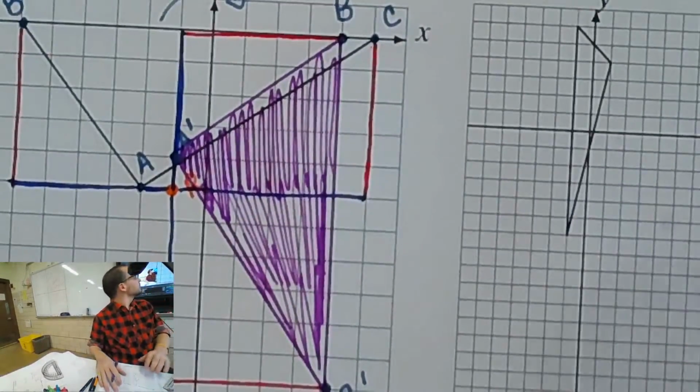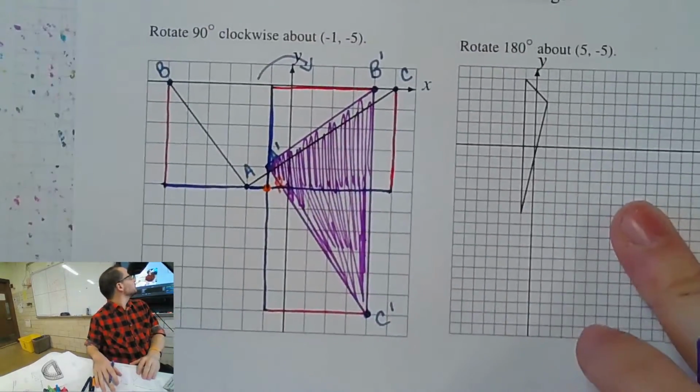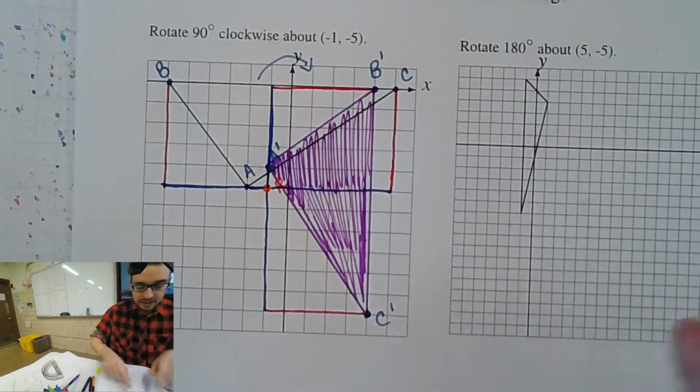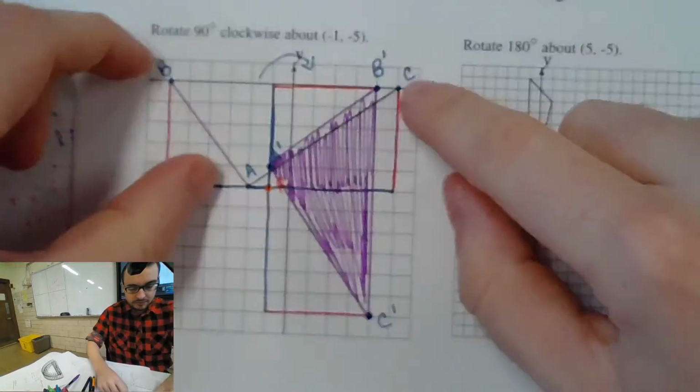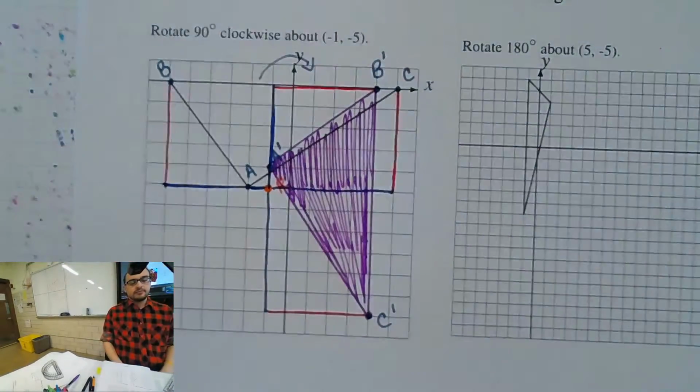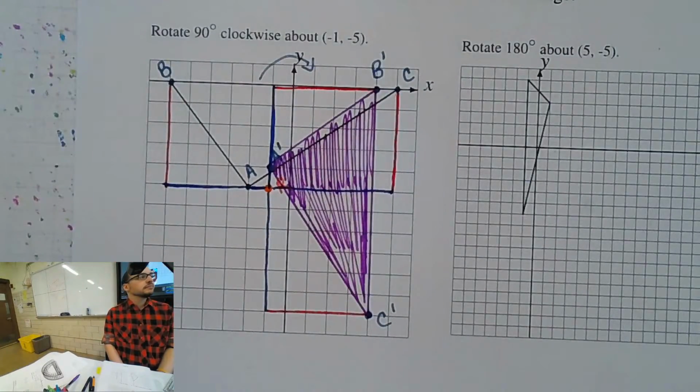So there it is. Let me zoom out a little bit. So our triangle that was here is now rotated there. That's a 90 degrees clockwise rotation. How do we feel about that idea? We feel like we know how to go about rotating something. The tricky part is probably just figuring out which way they point. That'll come with practice.